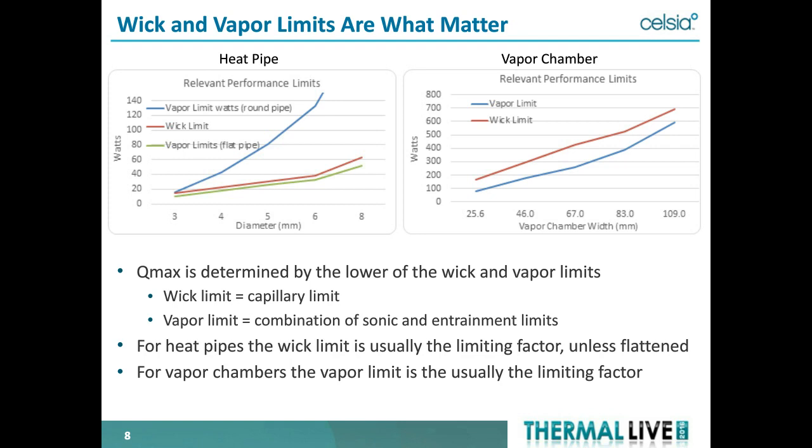So you can see that the wick limit is the limiting factor until you start to flatten the heat pipes. And once you start to flatten the heat pipes, then the vapor limit generally comes down to be in line with the wick limit. In fact, when you're making ultra-thin devices, that's one of the things that you need to optimize, and that is the sweet spot between the wick limit and the vapor limit. And if you look at the vapor chamber chart on the right, you can see that the wick limit is above the vapor limit, and that's just because these are flattened devices. And the vapor space itself is smaller when you're looking at a rectangular device versus a round device.